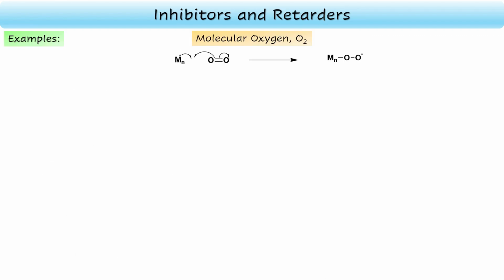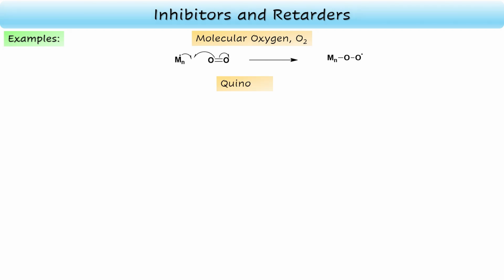Let us see some examples of inhibitors and how they act. Oxygen is a powerful inhibitor. Oxygen reacts with a radical to form relatively unreactive peroxy radicals that react with themselves or another propagating radical by coupling or by disproportionation to form inactive product.